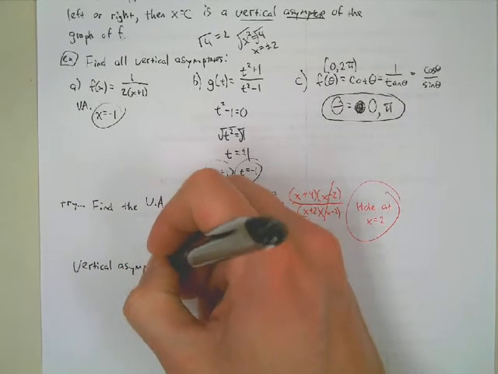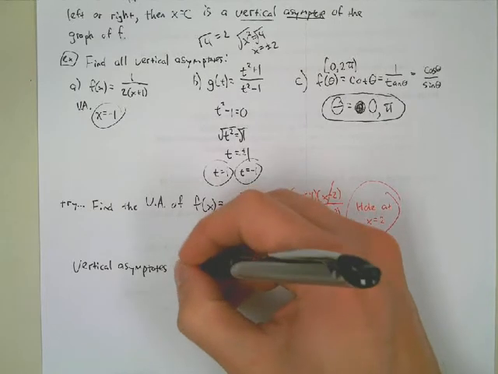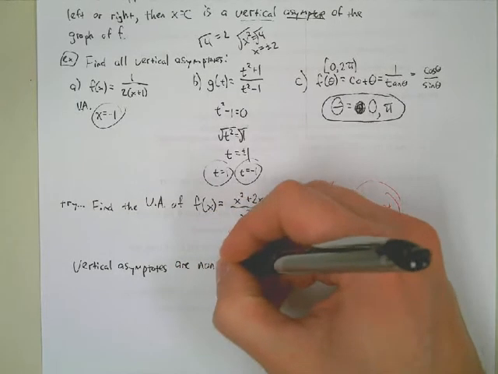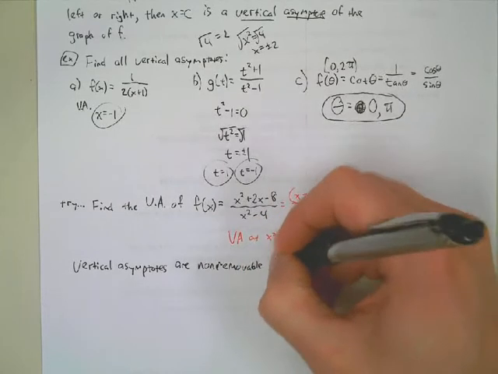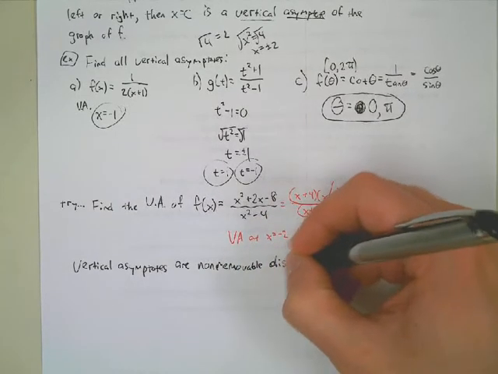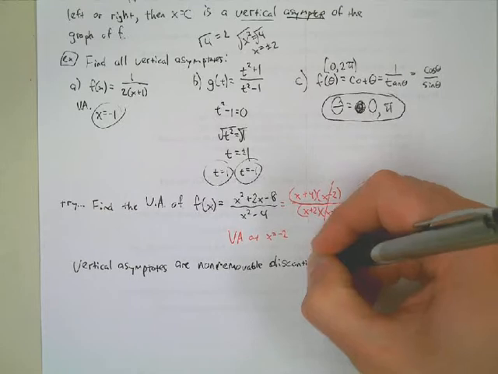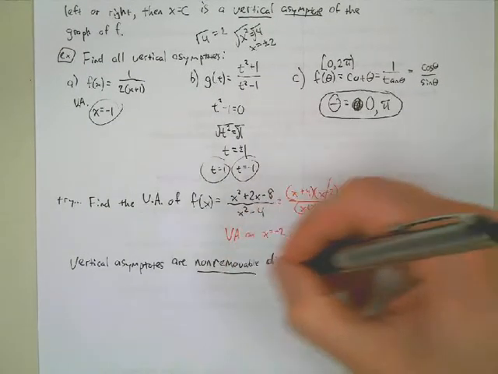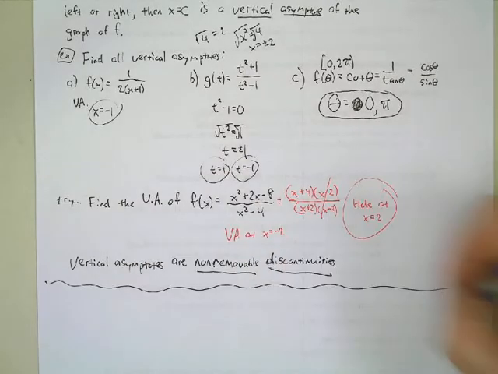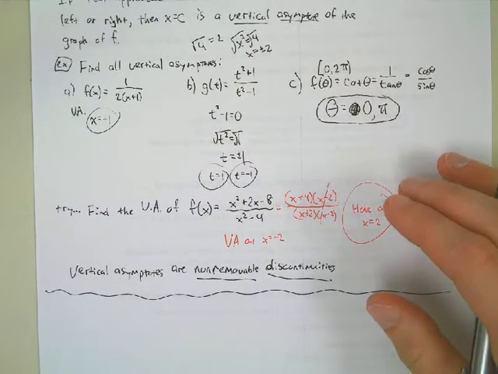So vertical asymptotes are non-removable discontinuities. You cannot fix them. Okay? All right. So that's vertical asymptotes.